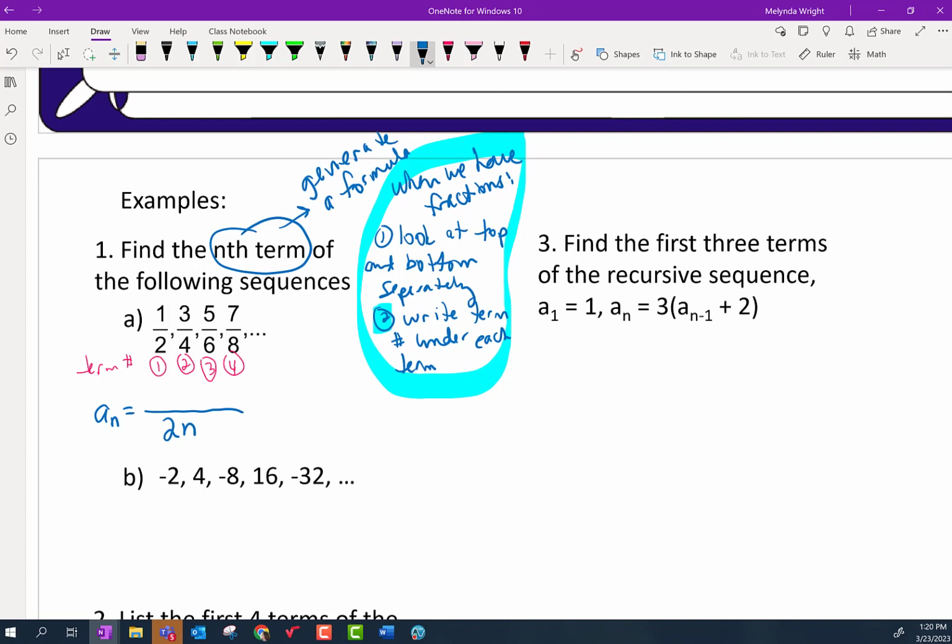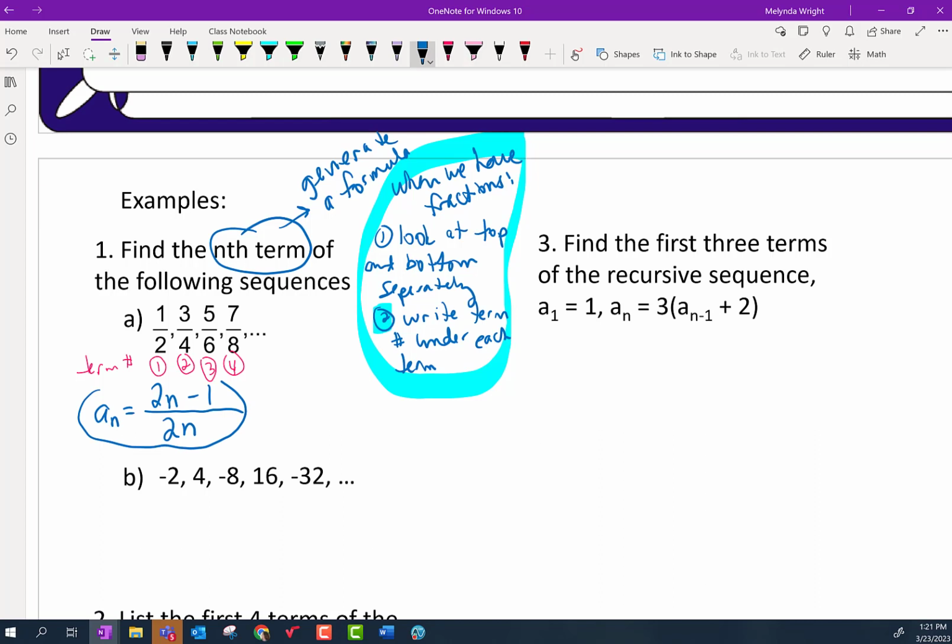So when I look at the top number, I'm going to compare it to the bottom number and see if there's a pattern. So if I compare 1 to 2 and 3 to 4 and 5 to 6 and 7 to 8, do we see any kind of pattern there? Aren't they all 1 apart? Isn't the numerator always 1 less than the denominator? So then what I would do with my formula is I would say 2n minus 1.